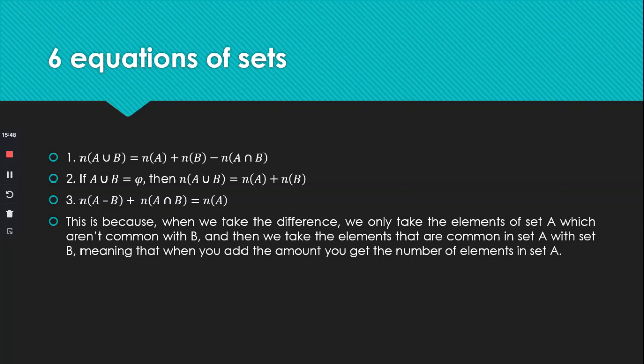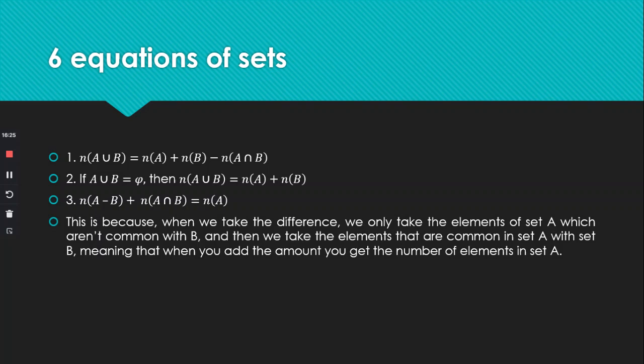And then we go to 3. n(A minus B) plus n(A intersection B) is equal to n(A). Now I can explain this. This is because when we take the difference, we only take the elements of set A which aren't common with B. And then we take the elements that are common in set A with set B, which means that you add the amounts. When you add the amounts, you get the number of elements in set A. Basically, you take the elements of set A that aren't common with B, then you take the ones that are common. So altogether, that'll be all the elements in A, right?